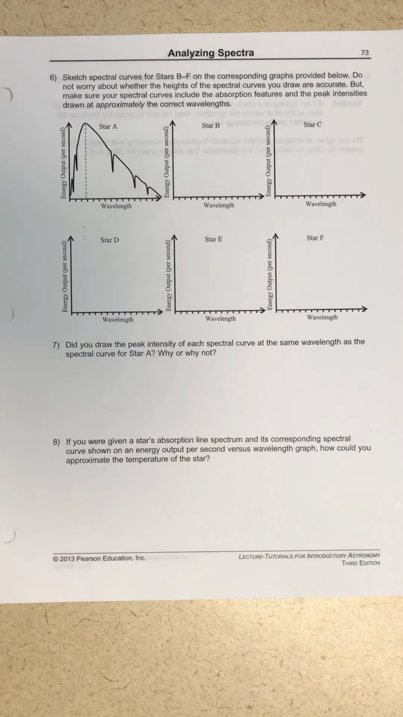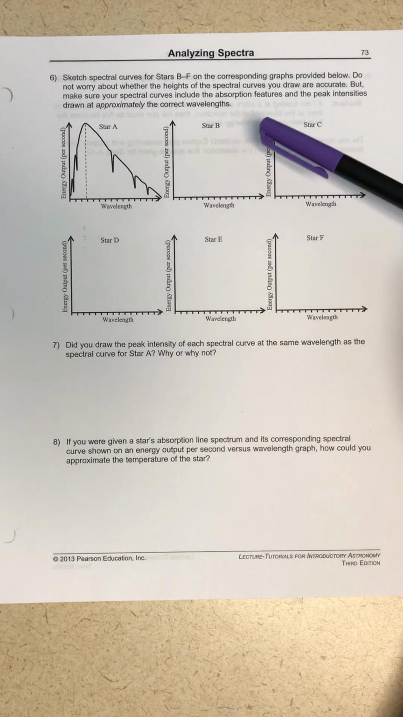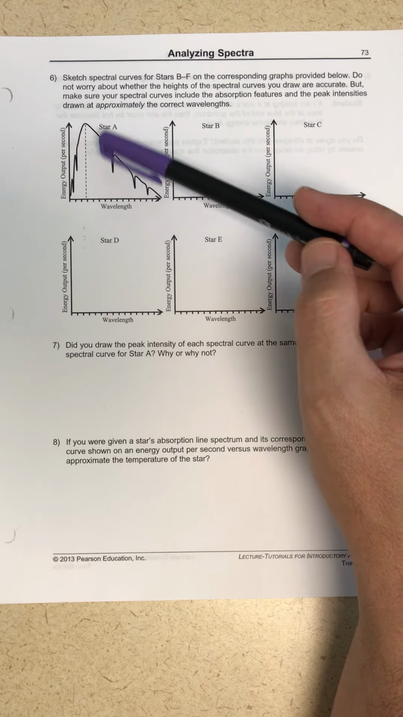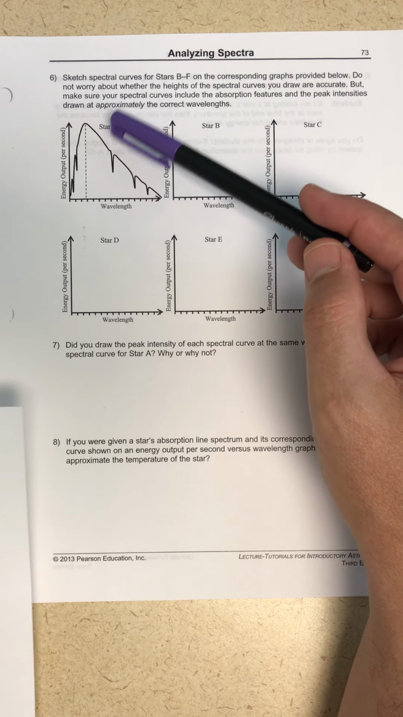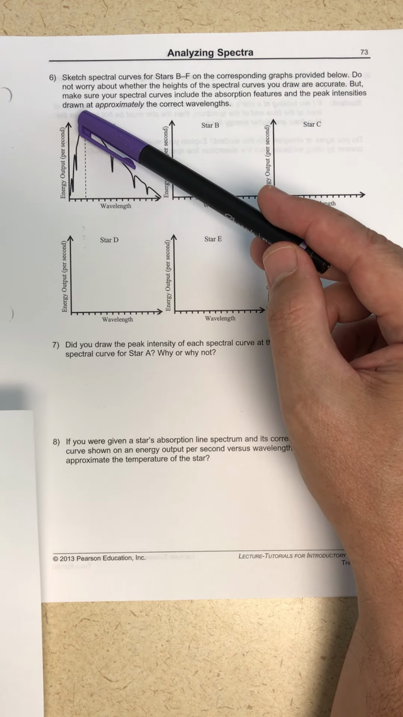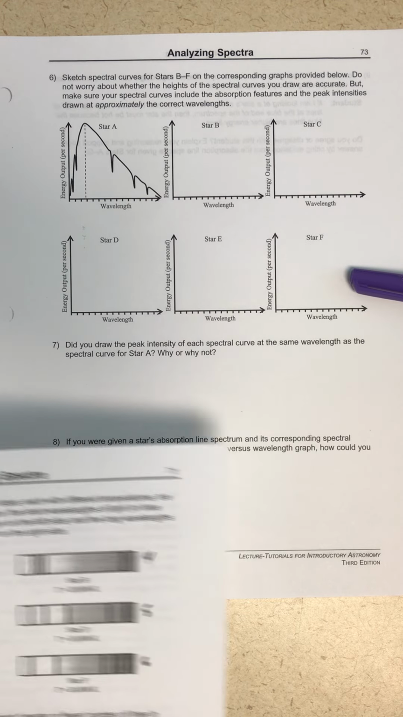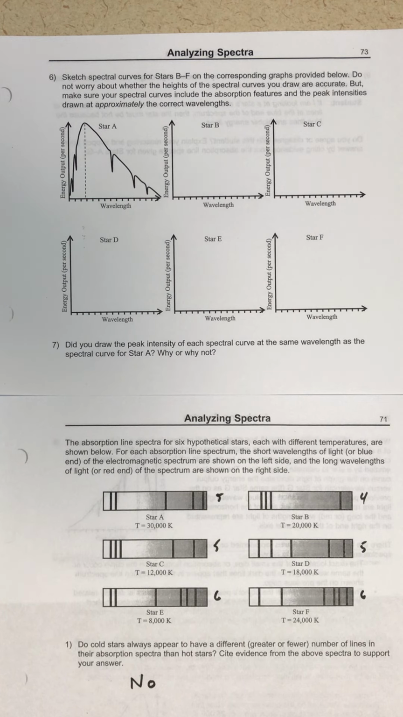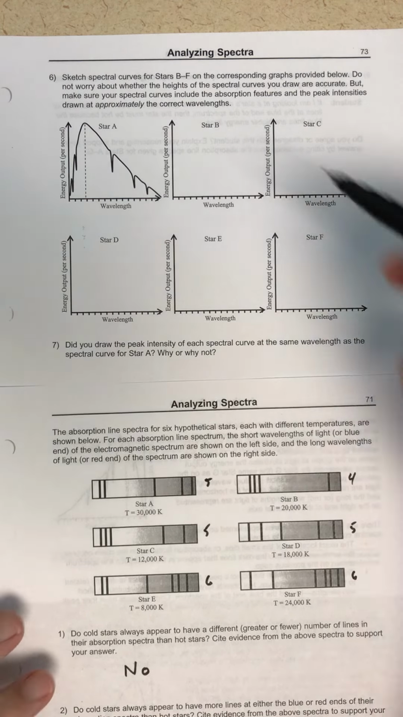We are to sketch spectral curves for stars B through F on the corresponding graphs provided below. Do not worry about whether the height of the spectral curves you draw are accurate, but make sure your spectral curves indicate the absorption features and the peak intensities drawn at approximately the correct wavelengths. So star A is the hottest one in our sample, and that's the one where the peak should be furthest to the left. The next hottest star in our sample is actually star F, which is at 24,000 Kelvin. So its peak should just be a little bit to the right. So I'm going to try to draw that one in.